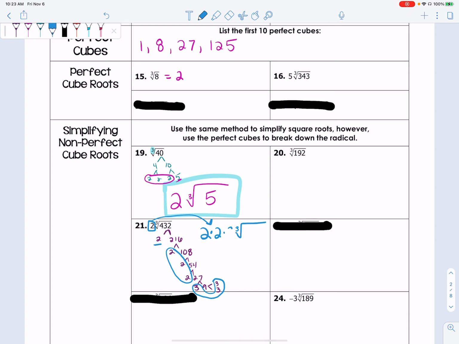So we're going to multiply the 2 and the 3 on the outside, leave the 2 inside. It's going to leave me with 12 times the cube root of 2 as my final answer. So the only thing that changes between simplifying a square root and simplifying a cube root is how many of a kind you're looking for, and that's always going to change based on your index.